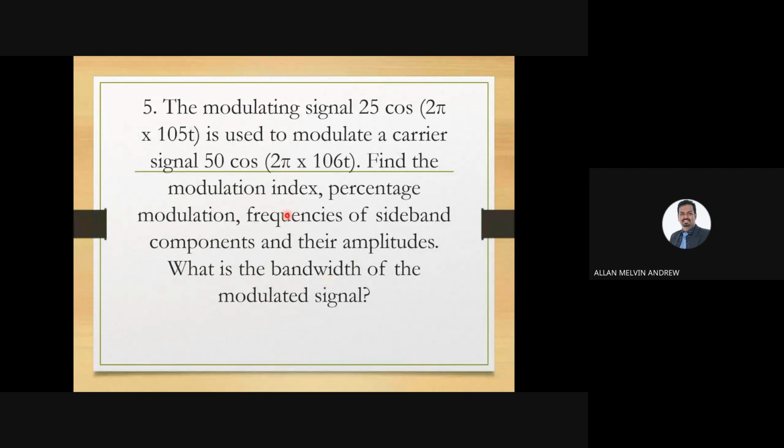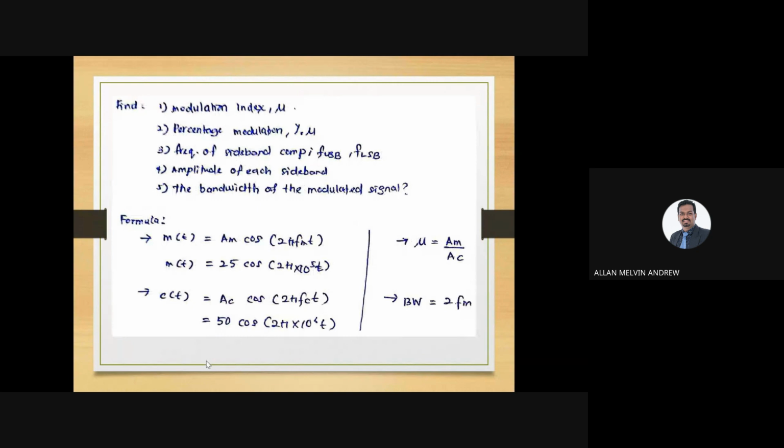Okay, five things they asked to find. So we see how to answer this. First you write down what you want to find. First one is modulation index, mu. Second one is percentage of modulation, percentage mu. Third one is frequency of sideband component.